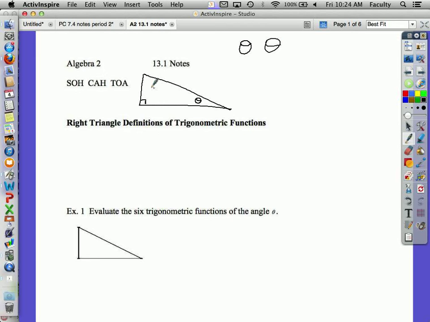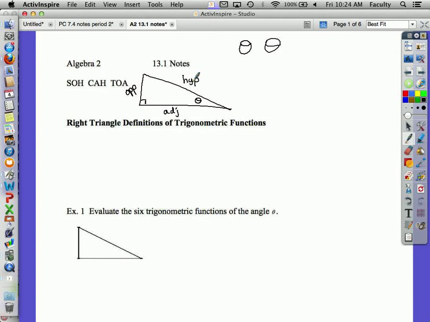So from theta, this is the opposite side, this is the adjacent, and this is the hypotenuse. So your SOHCAHTOA does stand for the sine is the opposite over hypotenuse, cosine is adjacent over hypotenuse, tangent is opposite over adjacent, but it's from an angle.